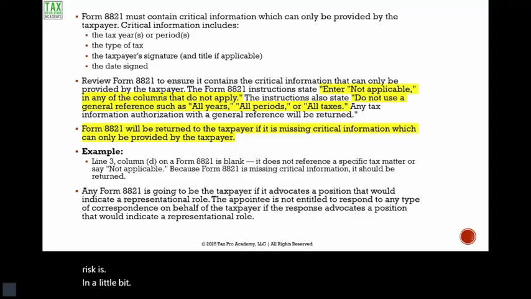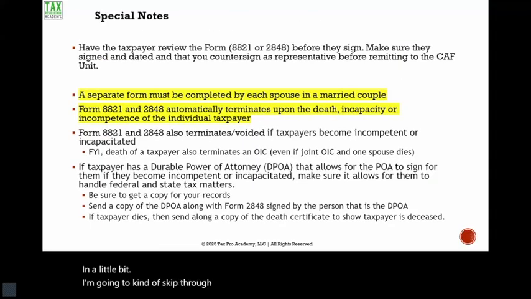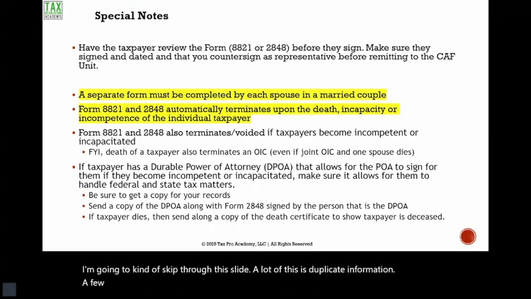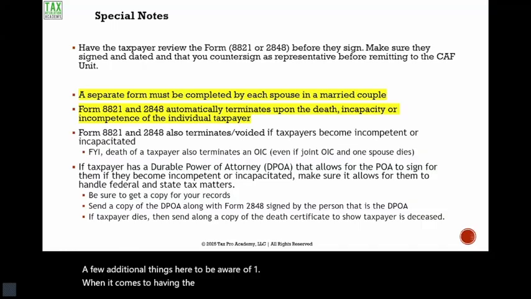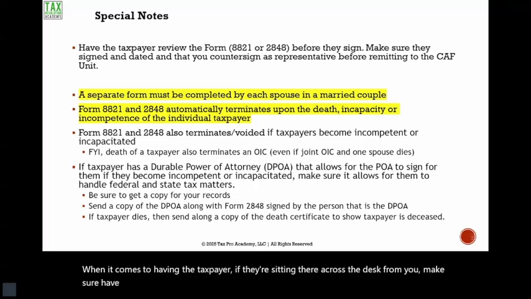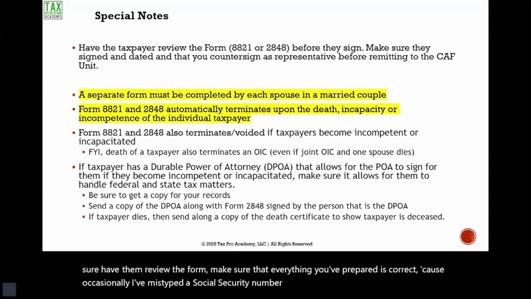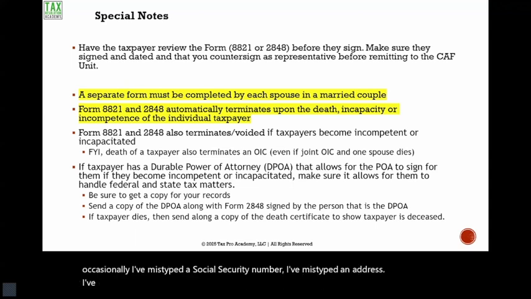I'm going to kind of skip through this slide. A lot of this is duplicate information. A few additional things here to be aware of. One, when it comes to the taxpayer, if they're sitting there across the desk from you, have them review the form, make sure that everything you've prepared is correct. Because occasionally I've mistyped a social security number, I've mistyped an address, I've misspelled their name. That all has to be correct and aligned correctly.